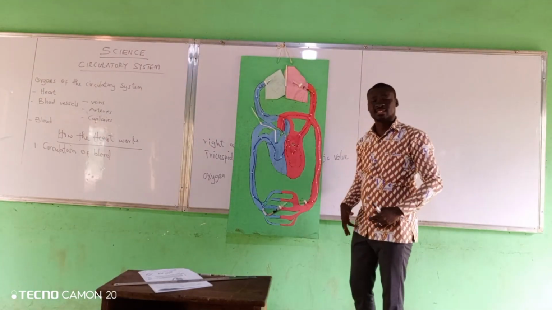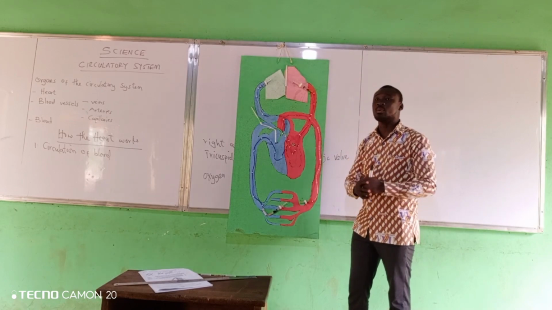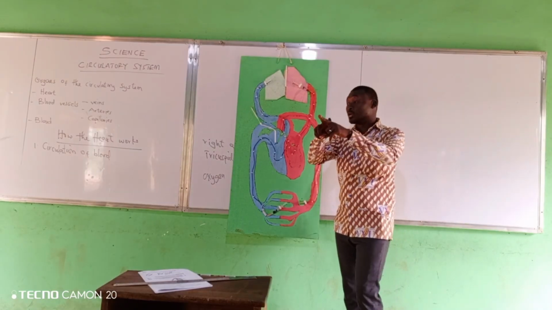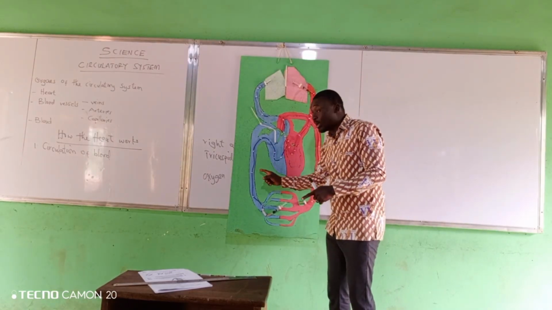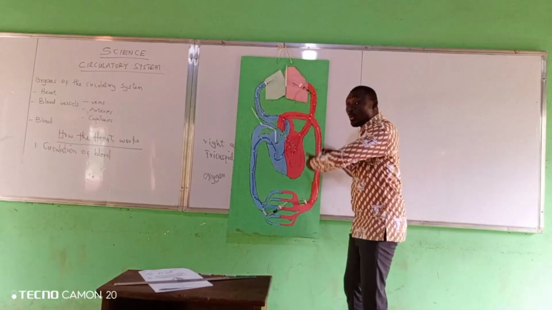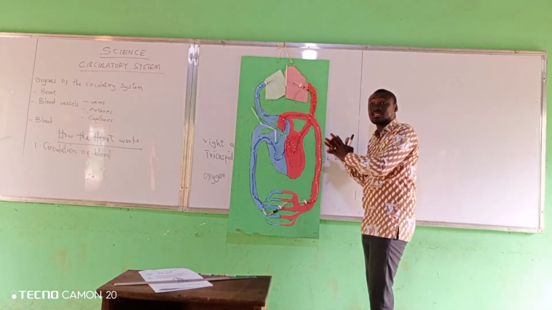And in the system, everywhere we have arteries, everywhere we have veins. So they move together. If there is an artery here, there will be a vein. If there is a vein here, it will find its way back. That's how the blood works, or that's how this system works.